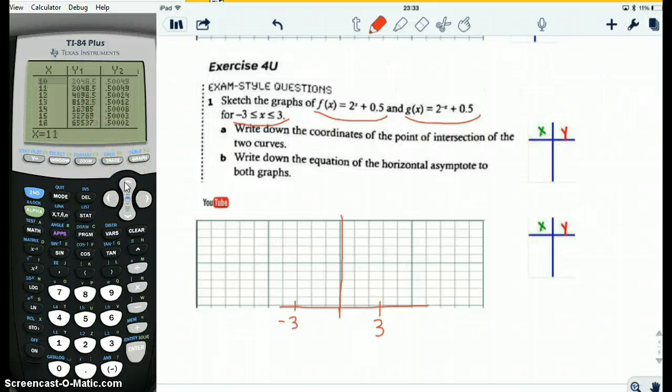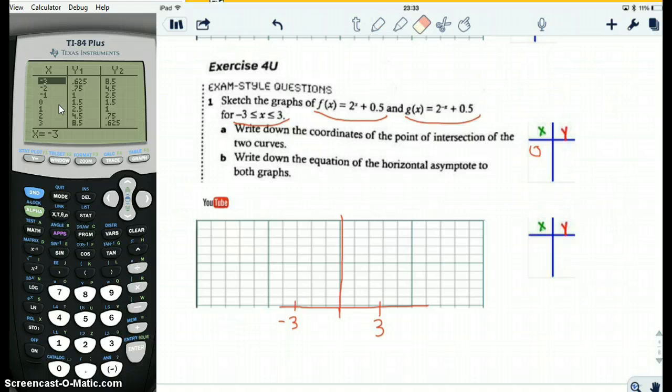Let's look closer to x equals 0 where they intersect, to see where exactly they intersect. Oh, there we go. Do you see? So at x equals 0, the y for one of the functions is 1.5, and the other function is also 1.5. So they intersect at the point (0, 1.5). Let's mark that on the graph.